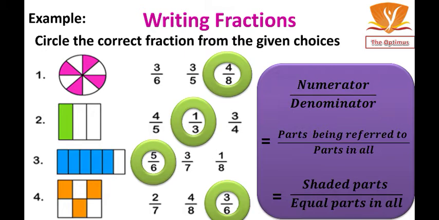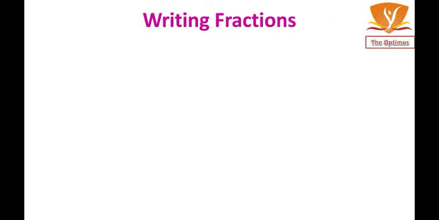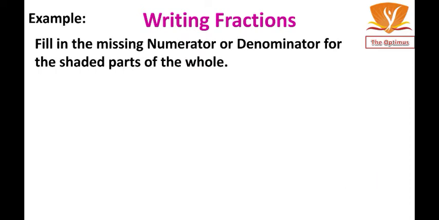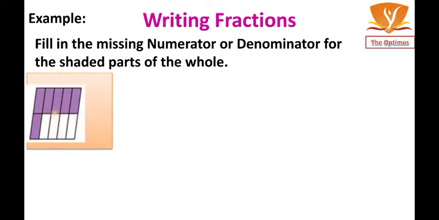Dear kids, fill in the missing numerator or denominator for the shaded part of the whole. First question. Yes, the missing one is the numerator. Numerator is nothing but the shaded part. Count the shaded part. 1, 2, 3, 4, 5, 6. Yes. The numerator is 6. Therefore, the fraction is 6 by 10.